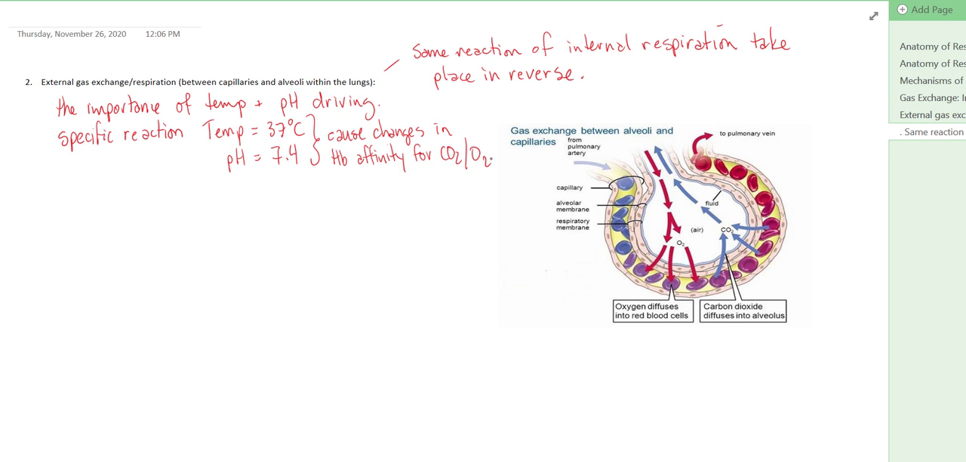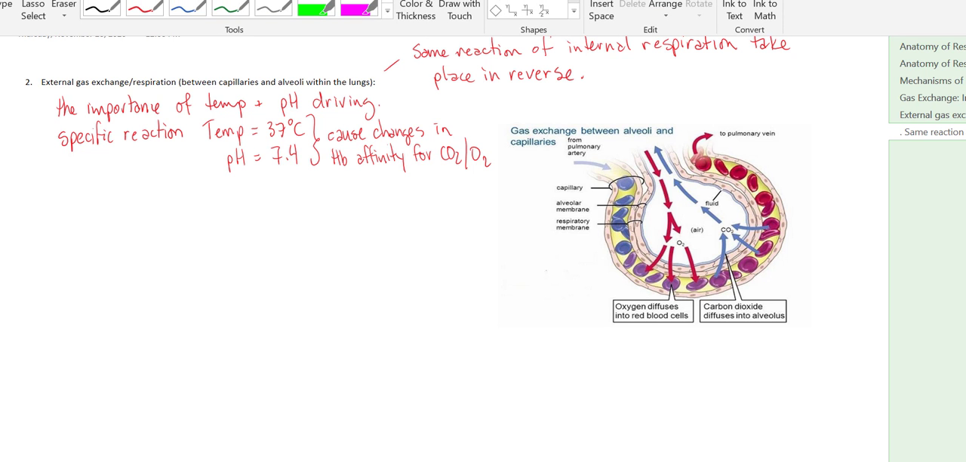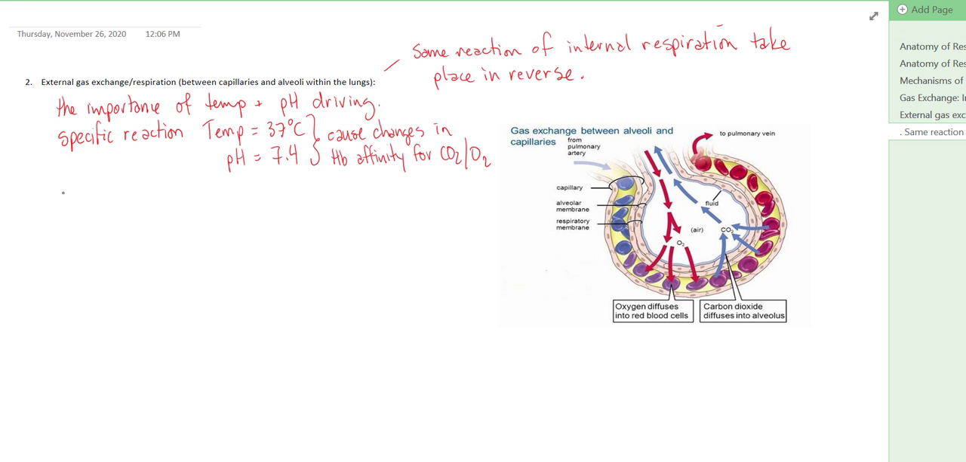So it decreases the affinity hemoglobin has for CO2, causing it to release CO2, but the conformational changes in hemoglobin lead to an increased affinity for oxygen, and hemoglobin begins picking up oxygen. So let's look at the reactions in reverse. First off, maybe I'll start with carbon dioxide, since the blood cells have to release carbon dioxide before they can pick up oxygen.